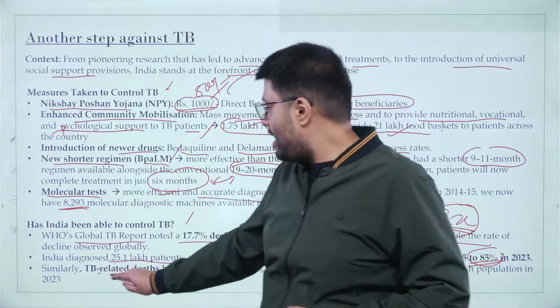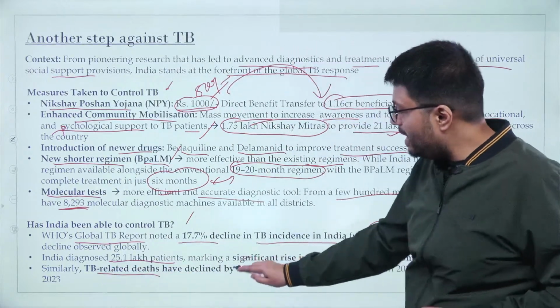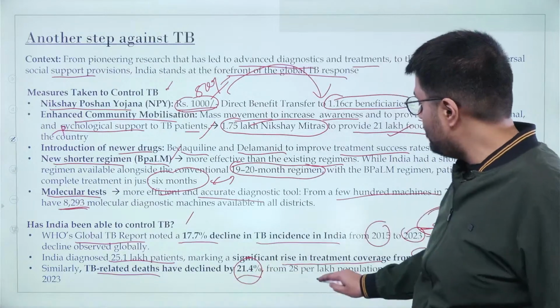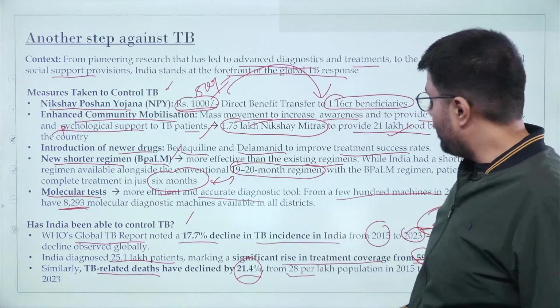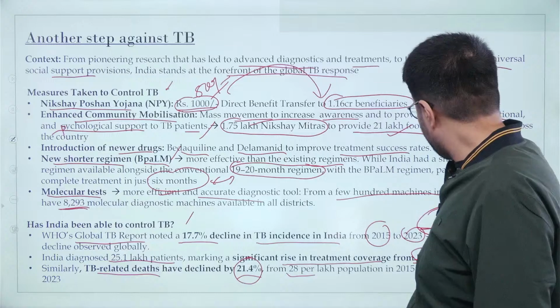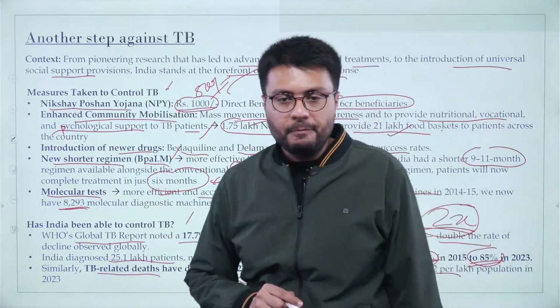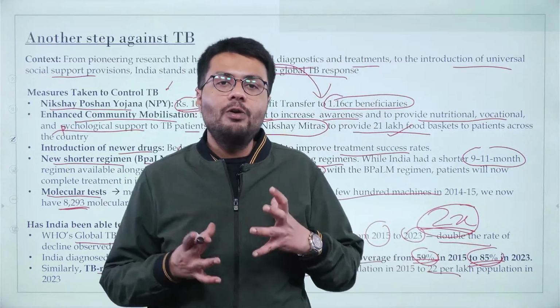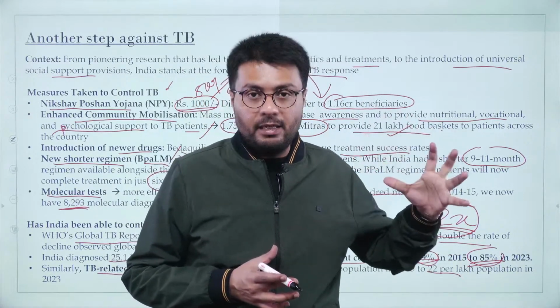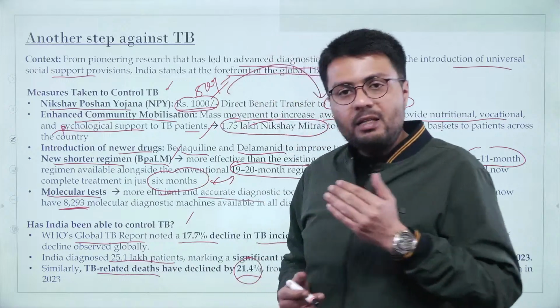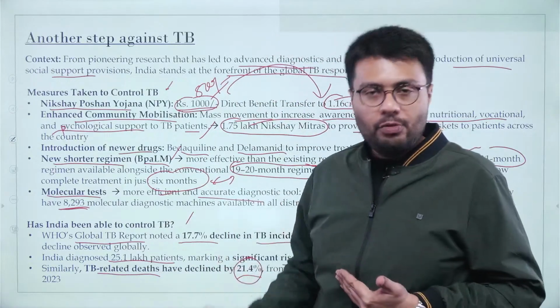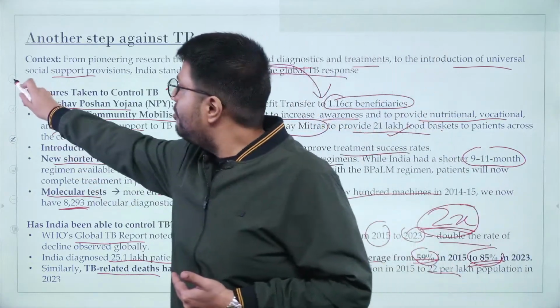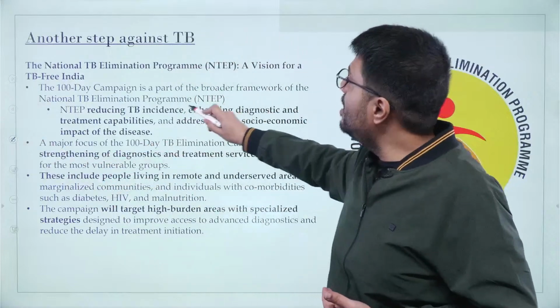Also, TB-related deaths in our country have declined by almost one-fifth, from 28 per lakh of population to just 22 per lakh population. Now, this highlights that the government has been able to control TB to a fairly good extent. But there's more ground that needs to be covered, and for that the government has launched a 100-day campaign.